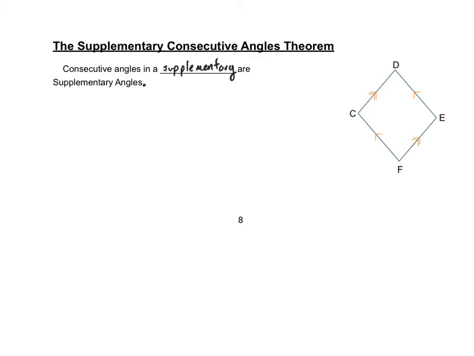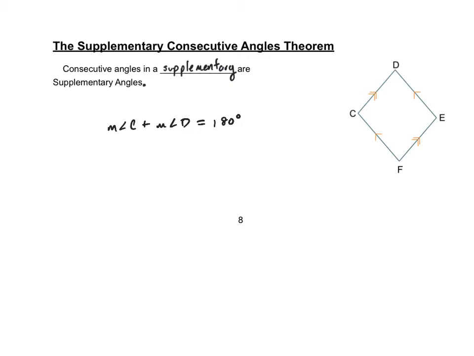Consecutive angles are angles that are next to each other in order. So C and D are consecutive angles because they are in order. Angle F and C are consecutive angles because they are adjacent. Consecutive, they're in order going around. F and E would be considered consecutive because they're next to each other. So the measurement of angle C plus the measurement of angle D is equal to 180 degrees.